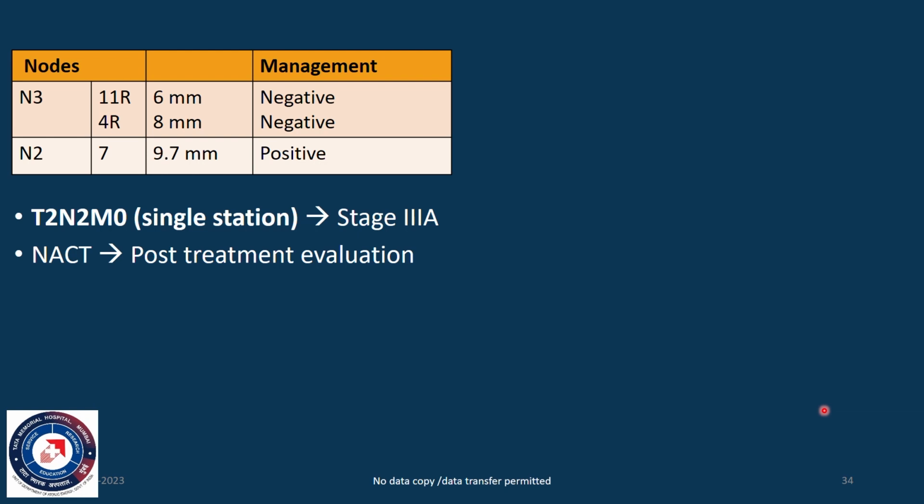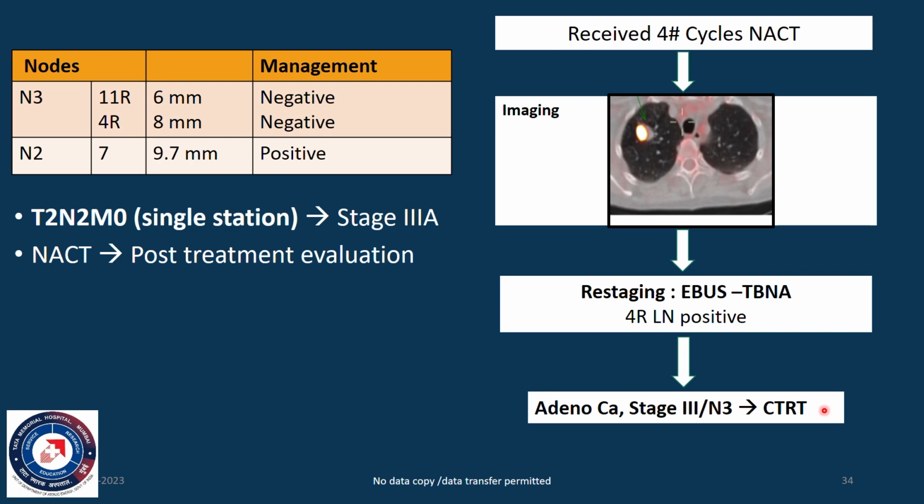This patient was subjected to NACT, and after 4 cycles, you see the PET image. I'm not sure why it is displaying like that, but there is a 4R node which was avid. So restaging EBUS was done in this patient. It turned out to be positive for adenocarcinoma. This station, which was 3A, becomes 3C, and hence this patient was subjected to CTRT.